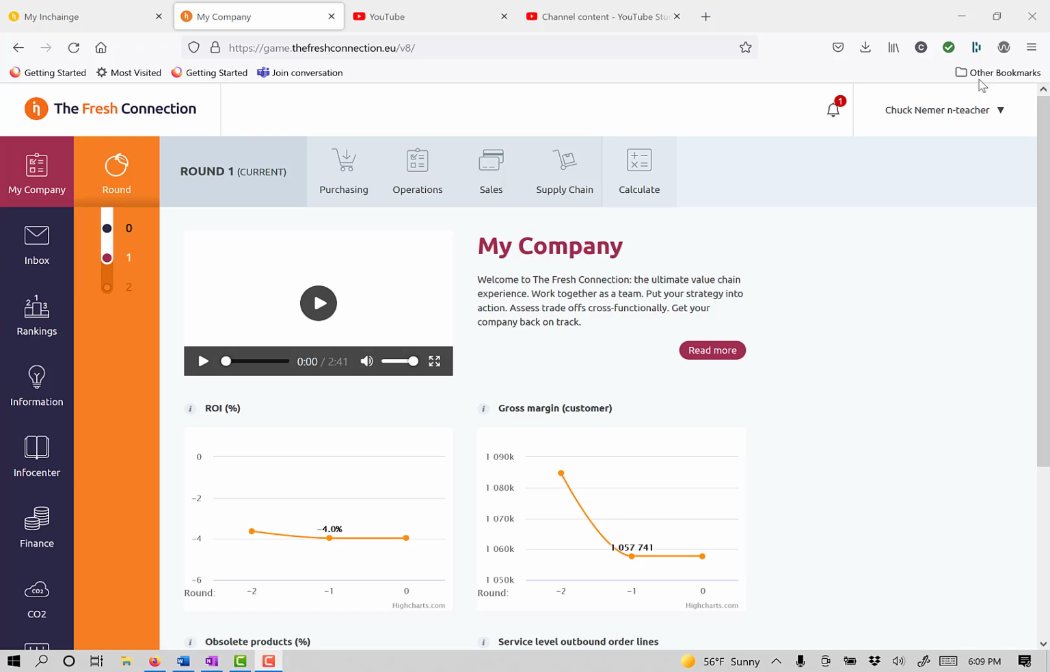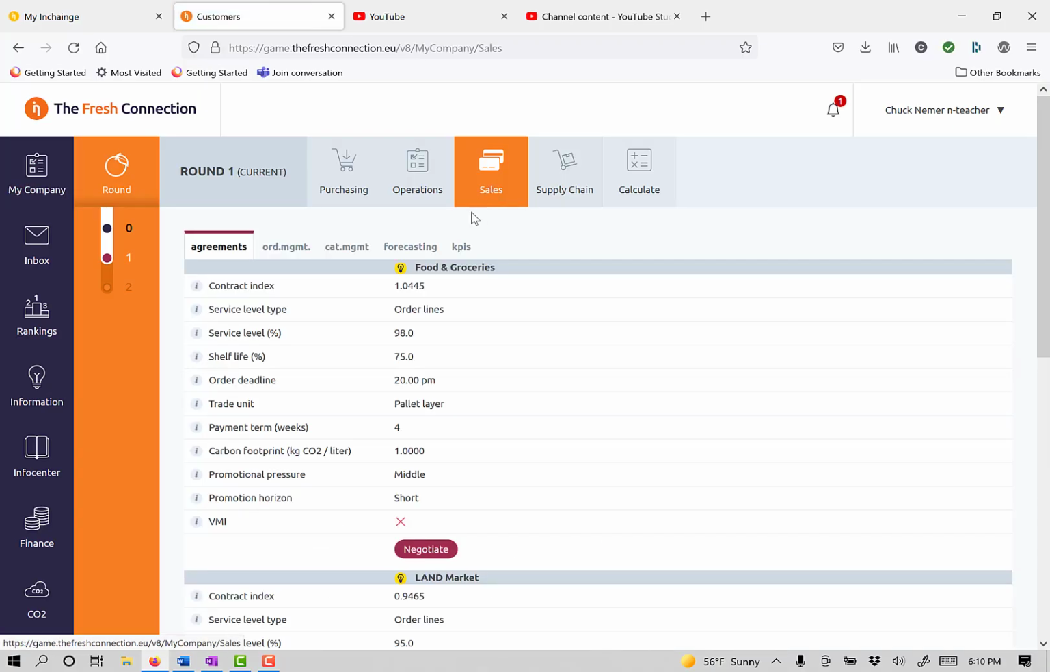For this video, we're going to look at the contract index, and to do this, we're going to go to the sales function. So I'm going to click on sales, and you'll see right here in our example, this contract index says 1.0445. What that means is the customer, Food and Groceries, is willing to pay 1.0445 times the base price. So the question becomes, well, what's the base price?